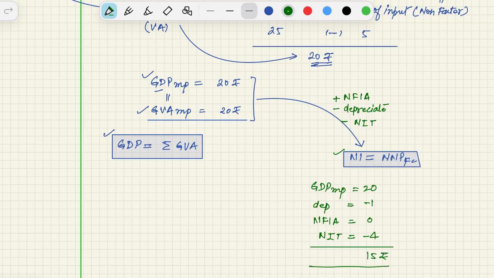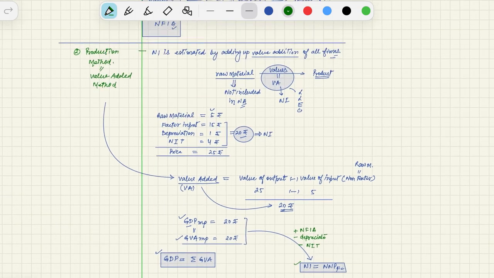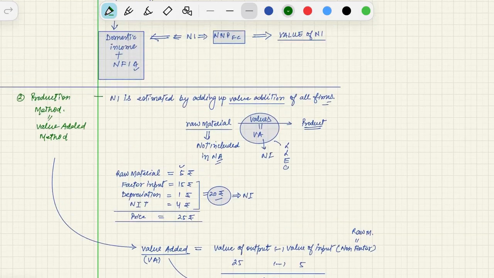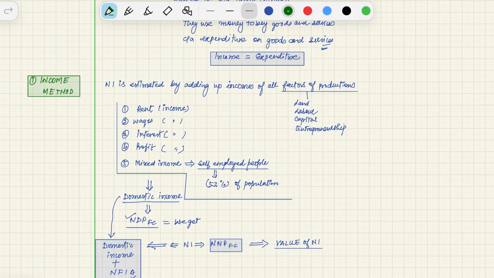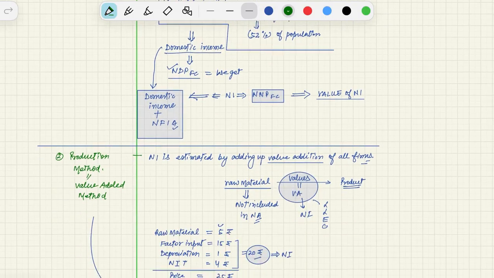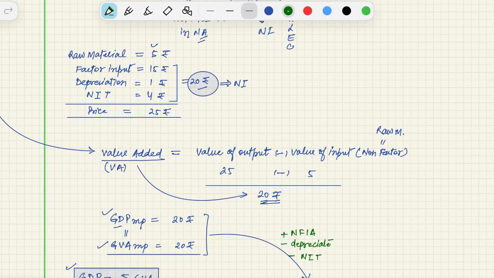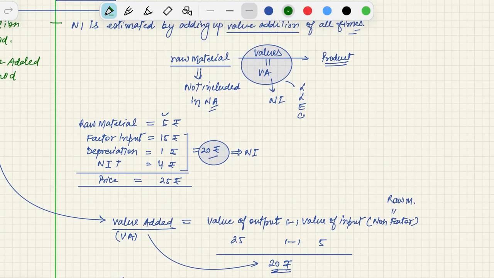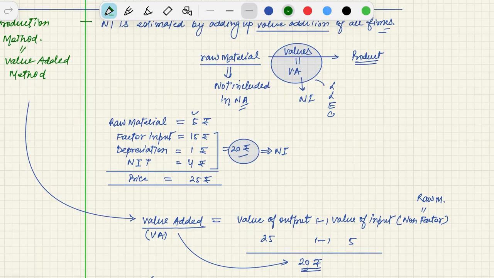Okay, so here I have calculated through the income method or production method, the production method or value addition method. Just a second.